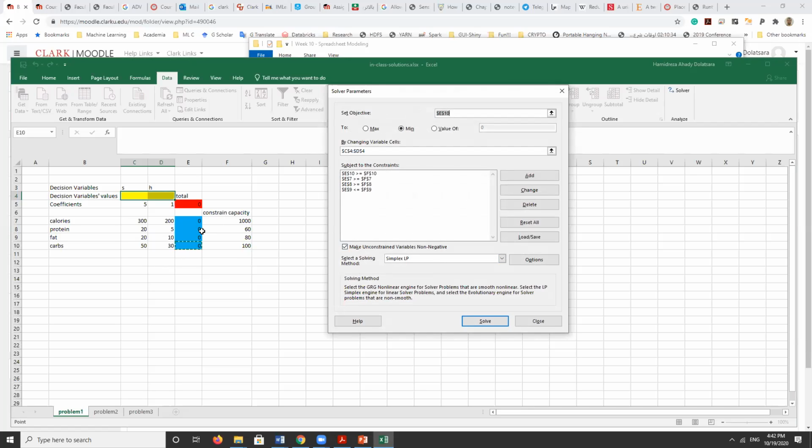And you make the other constraints one by one. For example, E7, calories, should be more than 1000. Protein, E8, should be greater than or equal to F8, and E9, which is fat in the blue cell, less than or equal to F9.